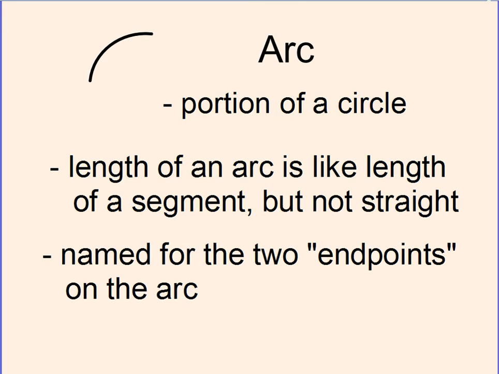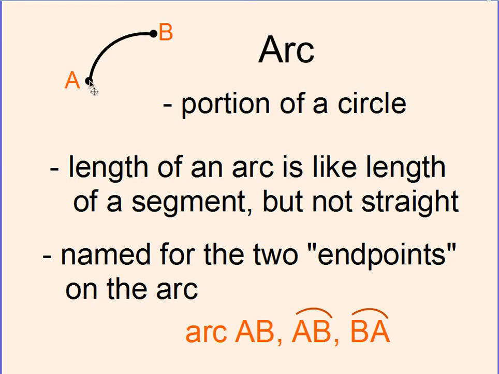An arc is actually named for the two end points on the arc. So if I put the points in where the arc begins and where the arc ends, I can name it arc AB, or I could name it arc BA as long as I have the two endpoints included. Or I could use the symbol for arc if I wanted to write it in symbol notation.